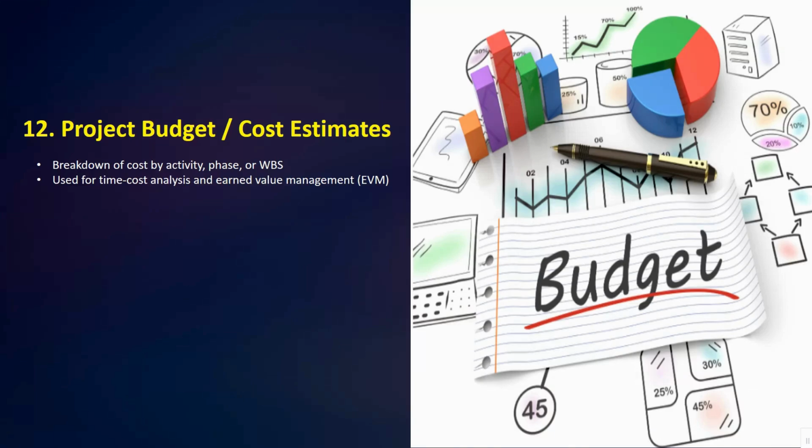After that, we have number 12, project budget, and you can say cost estimation. So you can see a breakdown of cost by activities, phases, or WBS. Then it is used for time cost analysis and earned value management, I mean EVM.